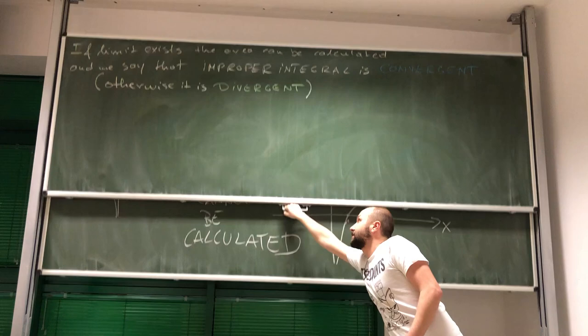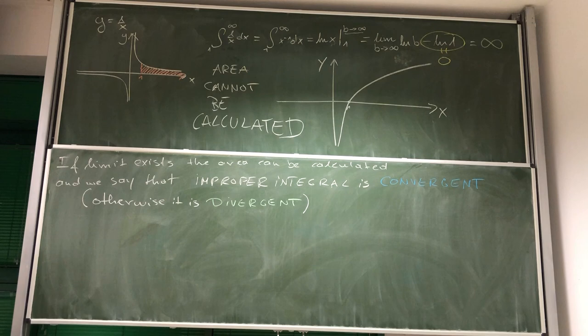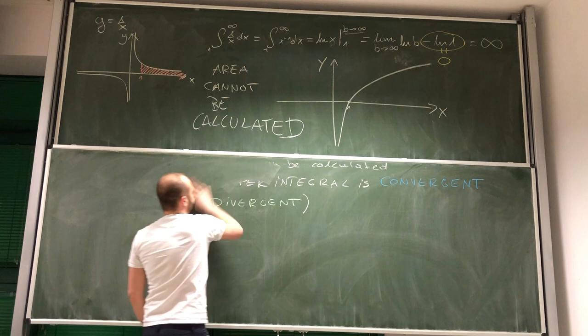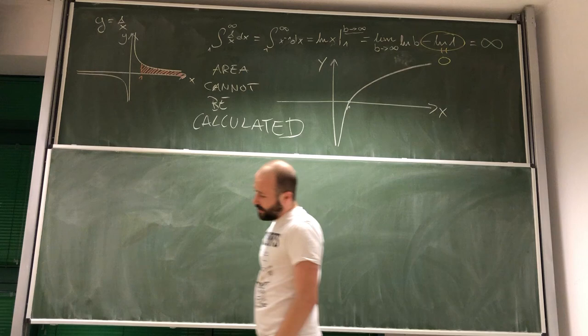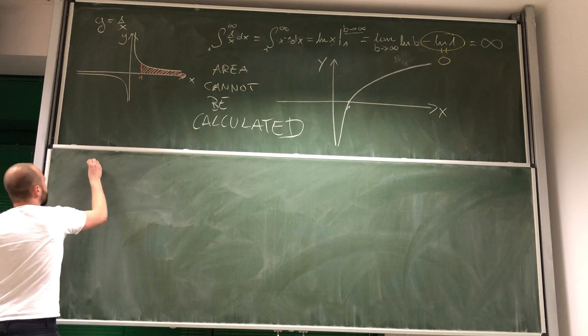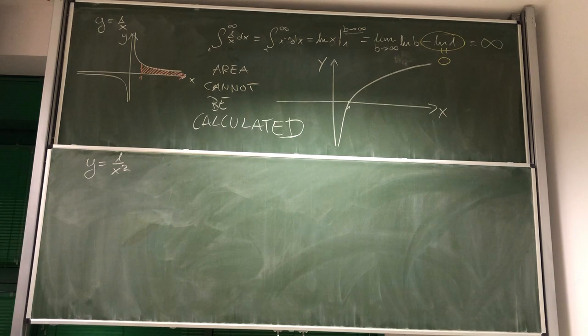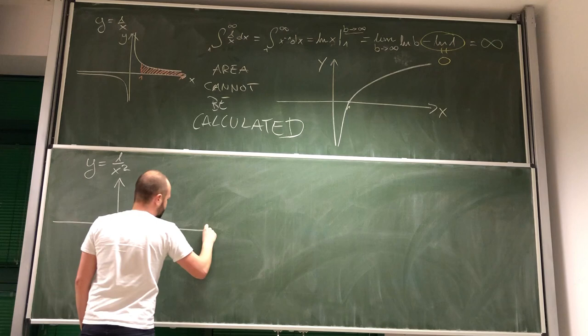Okay, so now let's change the situation a little bit, our function. Instead of y equals 1 over x, let's try the function y equals 1 over x squared. Okay, so this function looks very similar to this one.